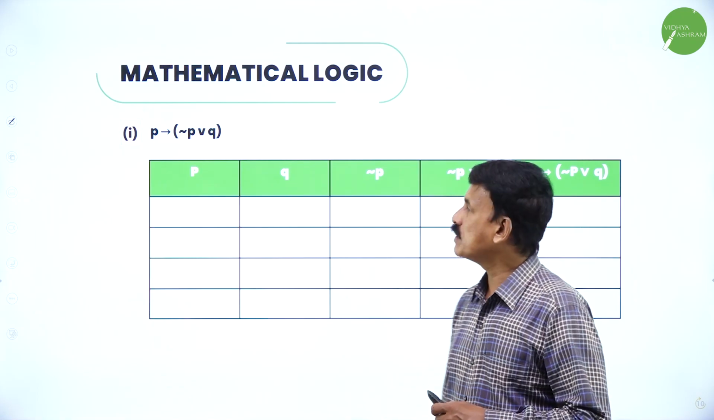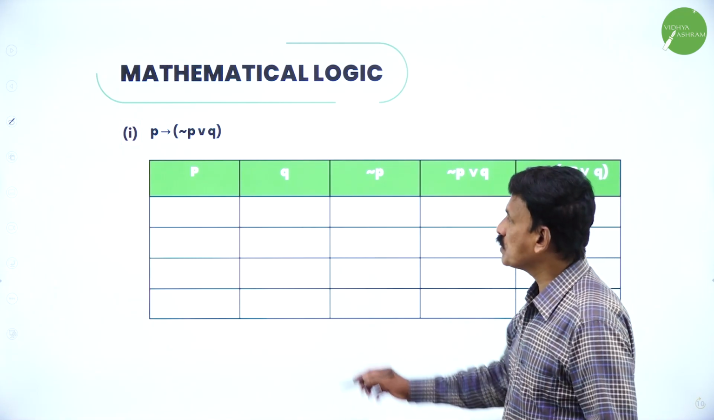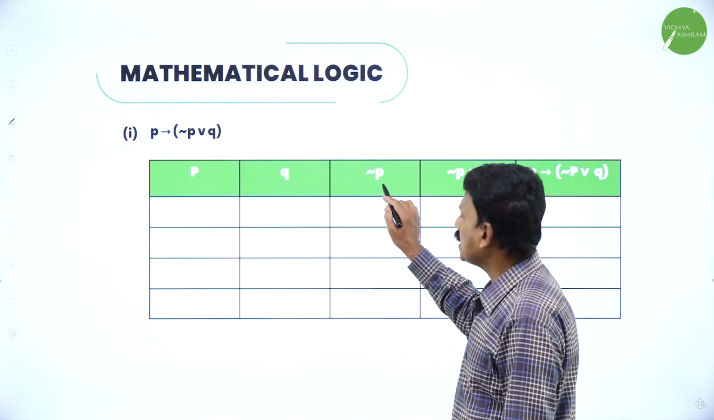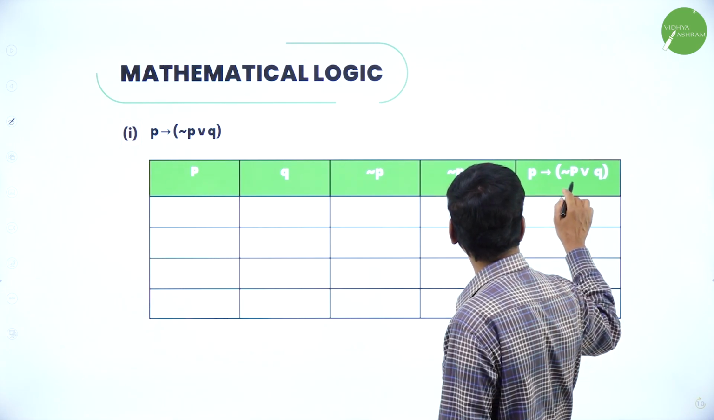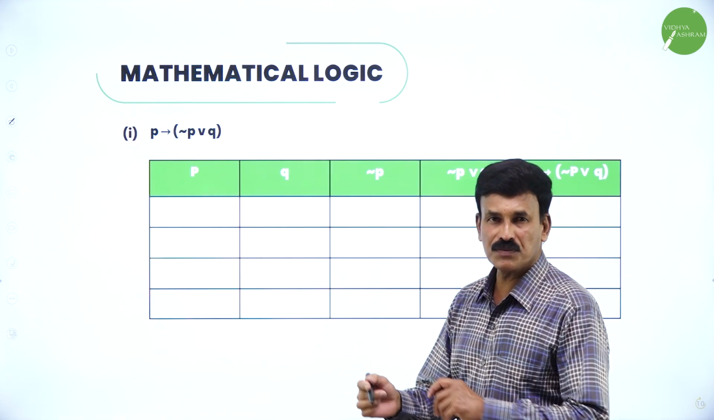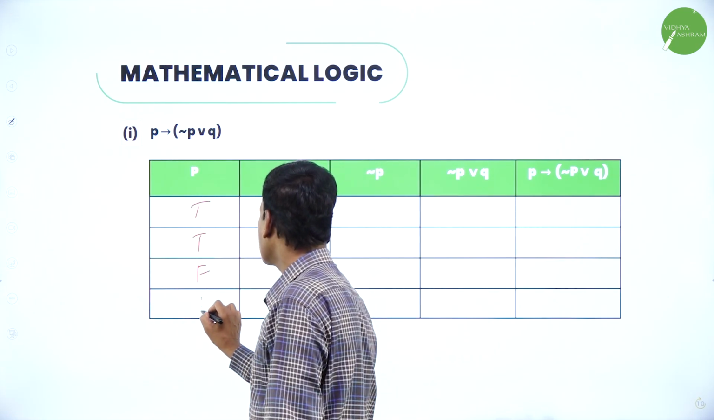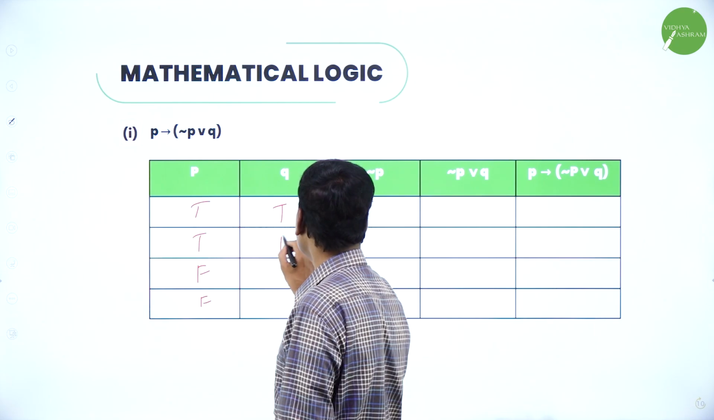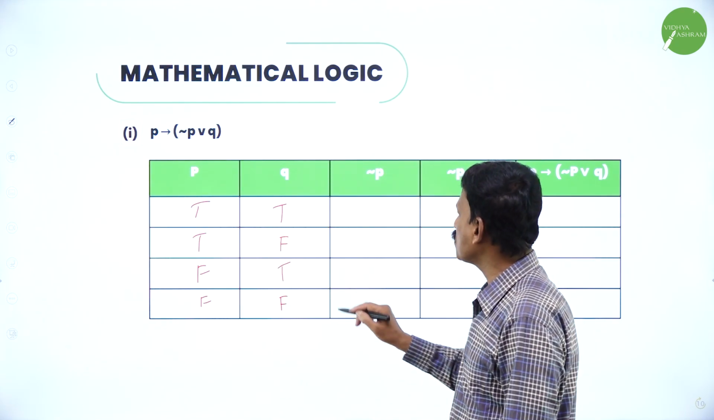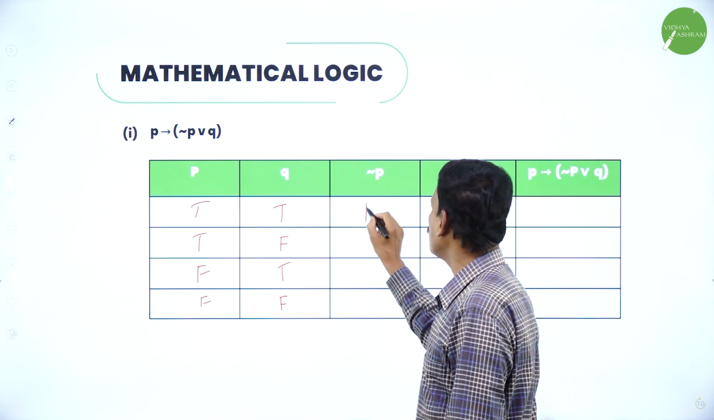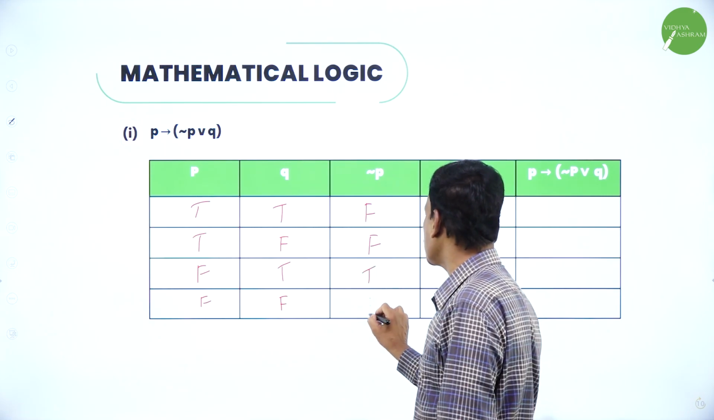Let us take an example. P conditional to negation P disjunction Q. Write down first P, Q, negation P, then negation P disjunction Q, and then P conditional to negation P disjunction Q. As we know, the truth values for P are true, true, false, false. For Q it is true, false, true, false. Negation of P: negation of T is F, T is F. Negation of F is T, F is T.